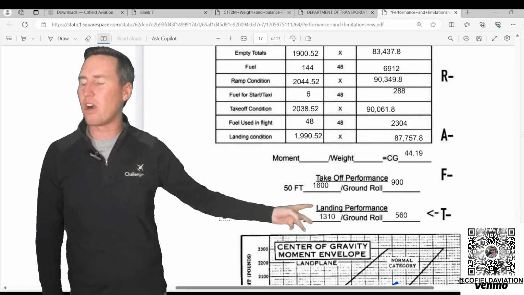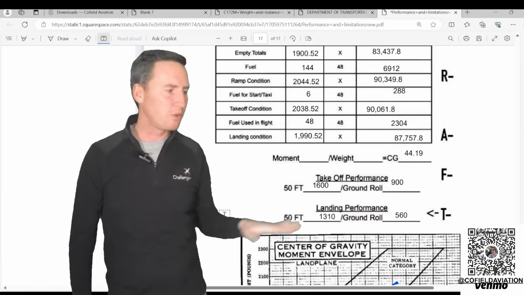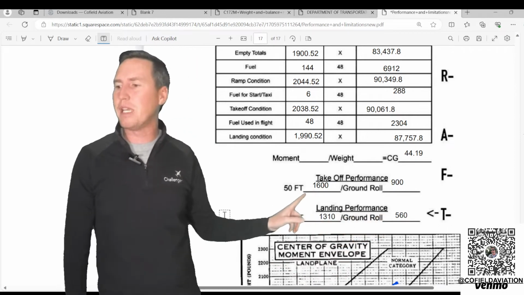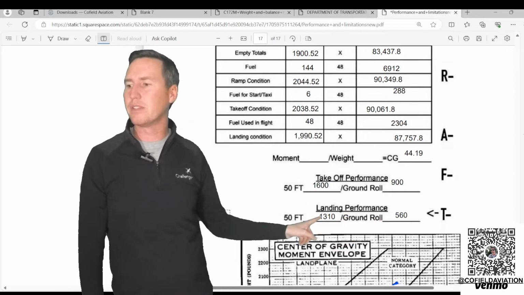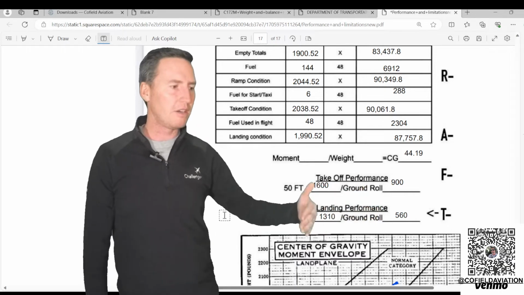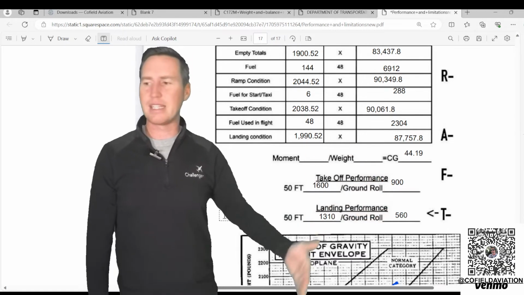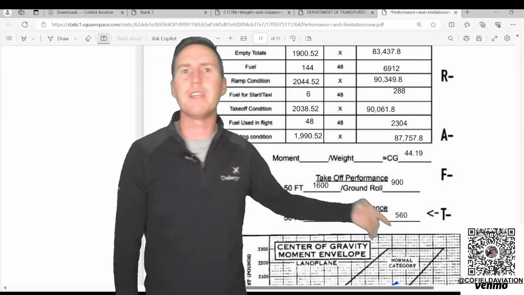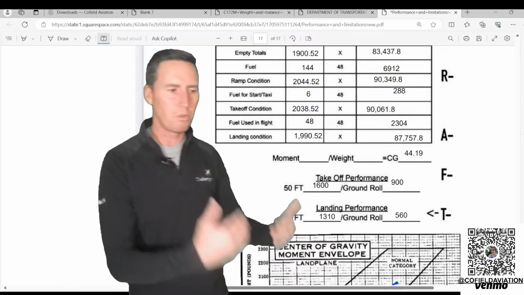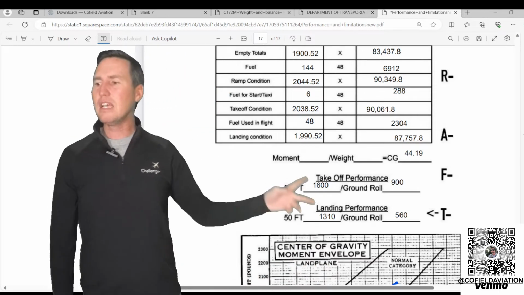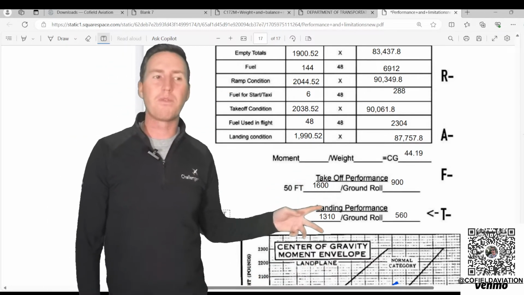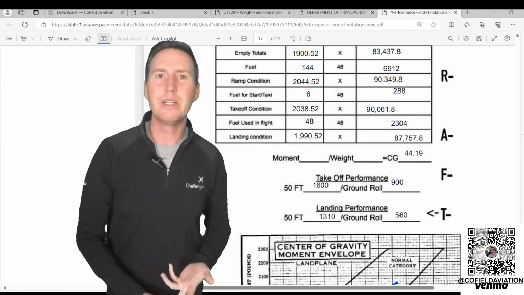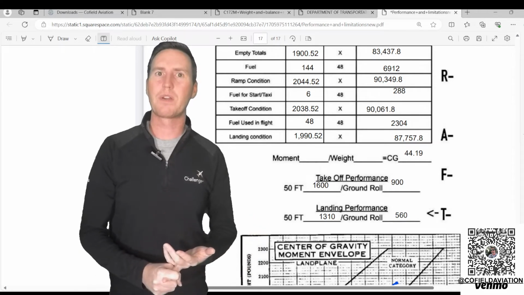Now, ground run is actual feet on the pavement, okay? Wheels on the pavement, all right? This would be to clear a 50-foot obstacle. Same thing here. You'd need 1,310 feet of surface past that 50-foot obstacle, okay? But once the wheels touch, you only need 560 feet to actually come to a complete stop. Wheels on the pavement. So these numbers are calculated performance. It's calculated on a brand new airplane with a brand new engine with a test pilot, okay?